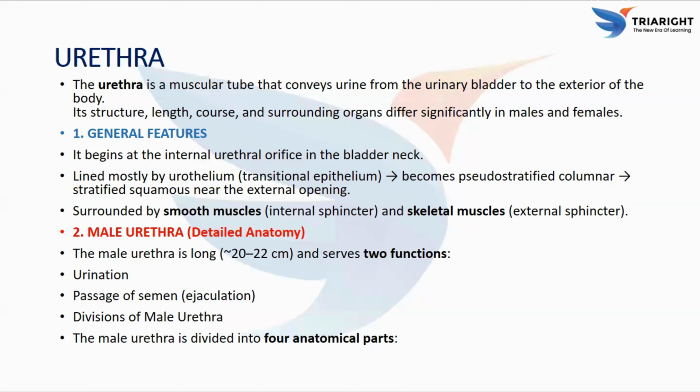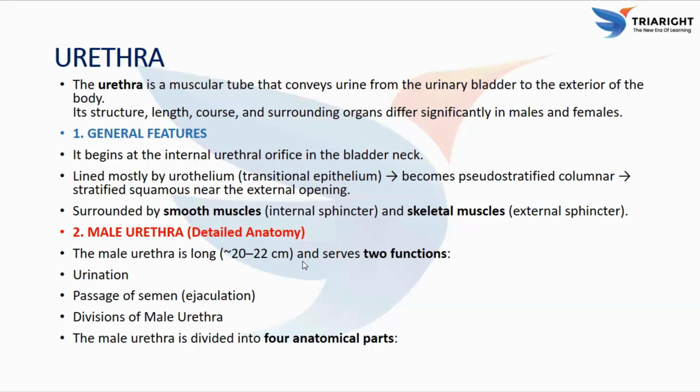So what are the muscles around the urethra? Around the internal urethral sphincter, it has a smooth muscle, which is an involuntary muscle. It is present at the bladder neck. It prevents urine leakage, and it also prevents the semen from going back into the bladder during ejaculation. Around the external urethral sphincter, it has a skeletal muscle, which is a voluntary muscle. It gives conscious control over urination. It is also located in the urogenital diaphragm.